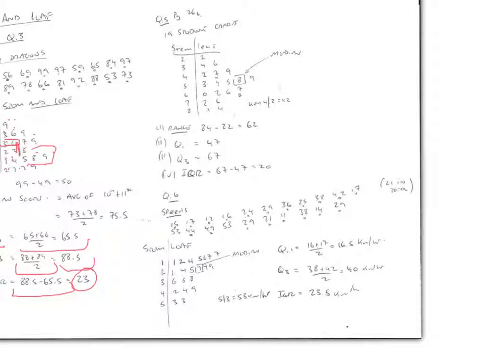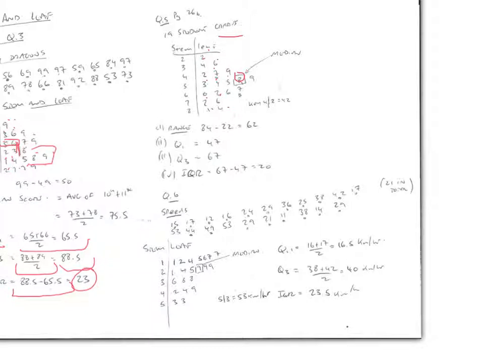Okay, so there's 19 student grades here. This is the stem and leaf. Find the median. So I'm looking for the median. I can see that I've 19 grades, so the median should be the 10th. 1, 2, 3, 4, 5, 6, 7, 8, 9, 10. Okay, and then I've got 1, 2, 3, 4, 5, 6, 7, 8, 9 values either side of my median.